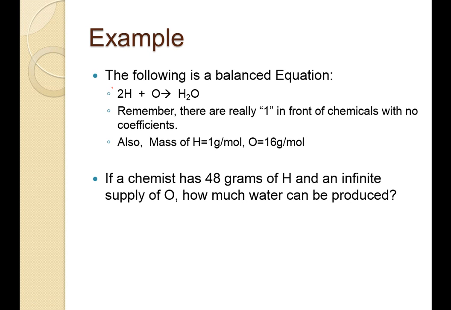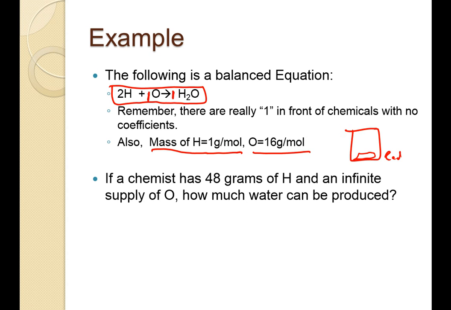Here's an equation right here. 2H plus O is equal to H2O, the exact same equation I gave you on the previous slide. Remember, if there's no number in front of a chemical, really there's secretly a 1 here. So I've got 2 hydrogens plus 1 oxygen becomes 1 molecule of H2O. Now, I've also gone ahead and given you the mass of hydrogen is 1 gram per mole. The mass of oxygen is 16 grams per mole. If you were looking at your periodic table, that's the number that shows up on the bottom here. In fact, on the big periodic table in my room, it's in red.